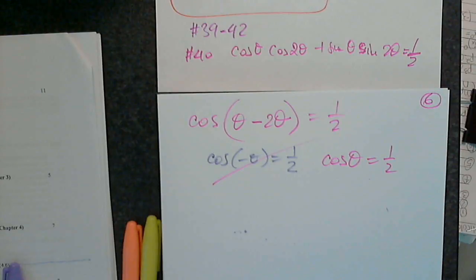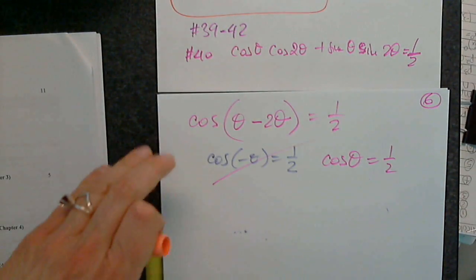So now I am asked to find theta only in one complete rotation, from 0 to 2 pi. How many angles will I find specifically? Not infinitely many, but specifically? 2. One in which quadrant and one in which quadrant? First and fourth. First and fourth.